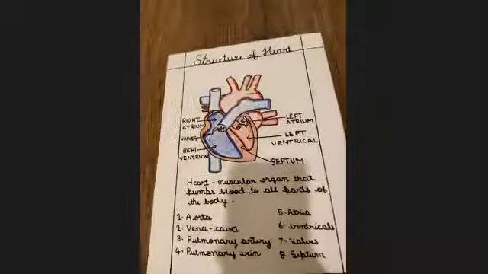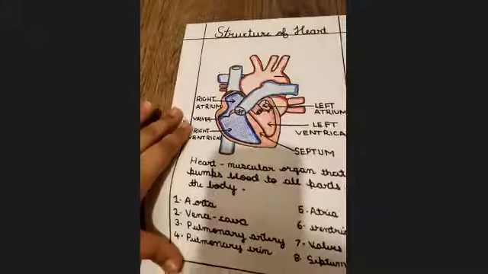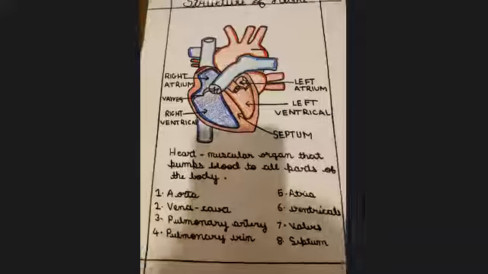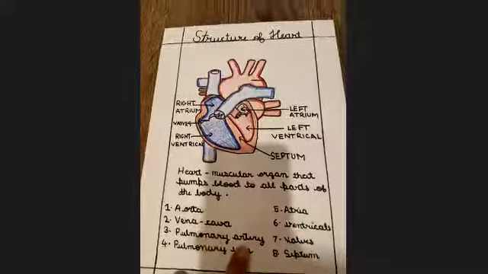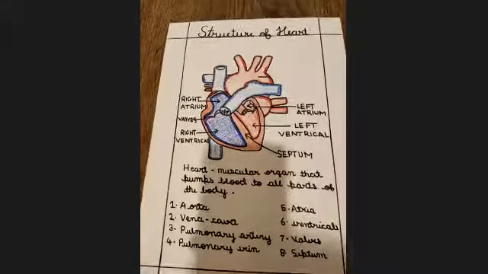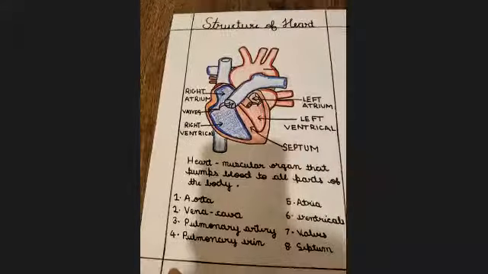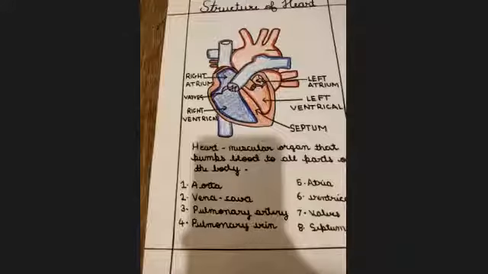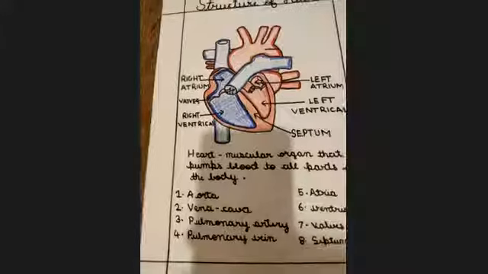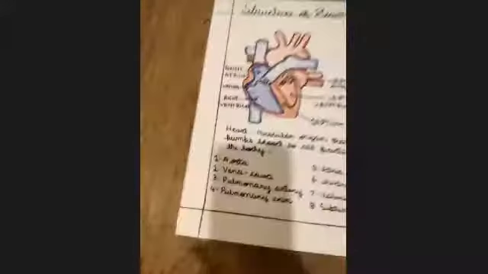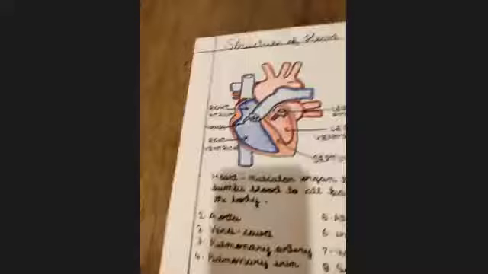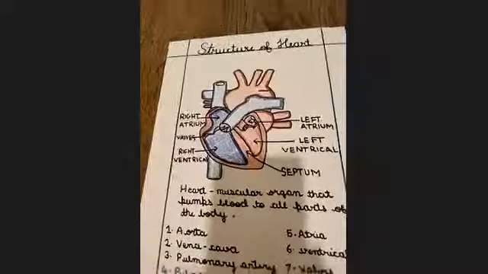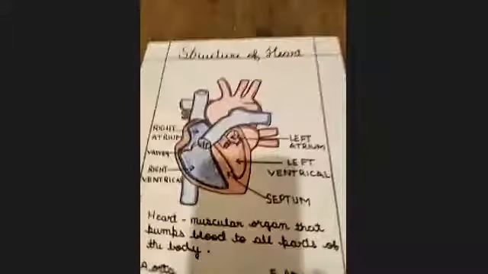The pulmonary artery is a very rare artery because, since all the arteries we know carry oxygenated blood, it is the only artery that carries deoxygenated blood to the lungs. And the pulmonary vein is also a rare vein because all the veins carry deoxygenated blood, but this one carries oxygenated blood from the lungs to the heart. And the heart has four chambers. The upper two are the atria or the auricles, and the lower two are the ventricles. Thank you.